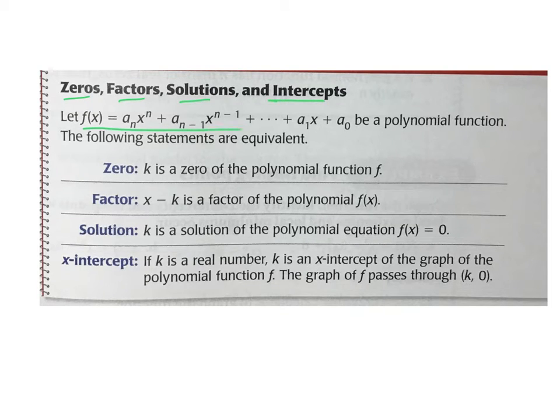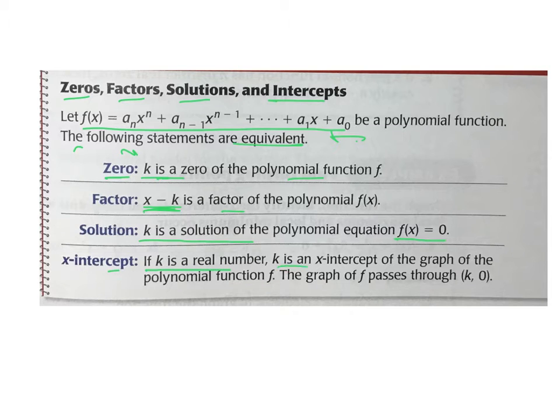If you have a polynomial function, the following things are equivalent. Means they're all the same. And I've been trying to get you to see this for a long time. k is a zero of the polynomial function. If k is a zero, then x minus k is a factor, they're related. k again, if k is a zero, k is a solution of the polynomial equation where f of x equals 0. And the x-intercept is k.